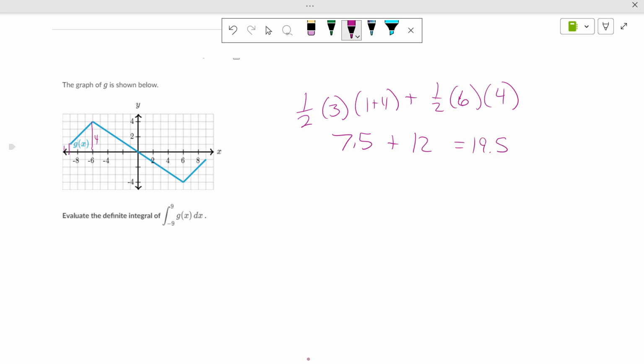Over here, if you notice, height of 4, base of 6, and then trapezoid with 1 and 4. So it's the same thing, right? Just below the axis. Below the x-axis. So this is negative 19.5. This is a positive 19.5. When we add them together, we get 0.